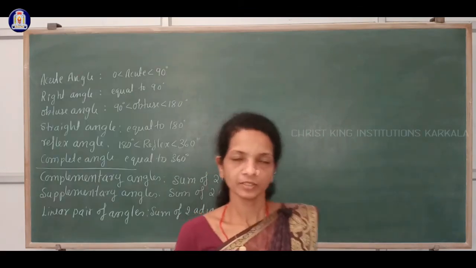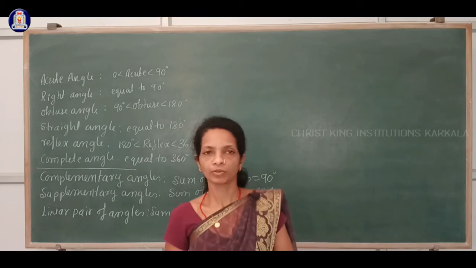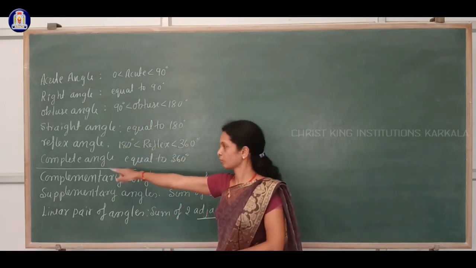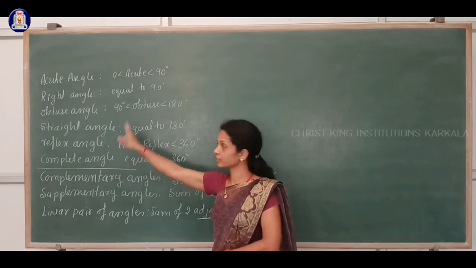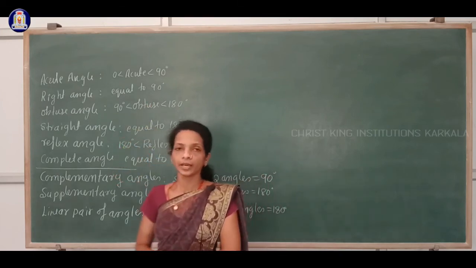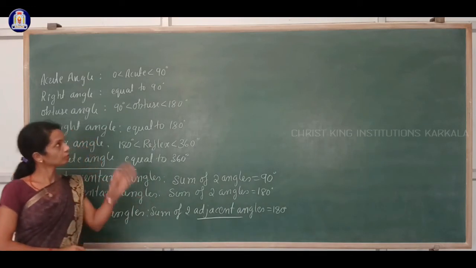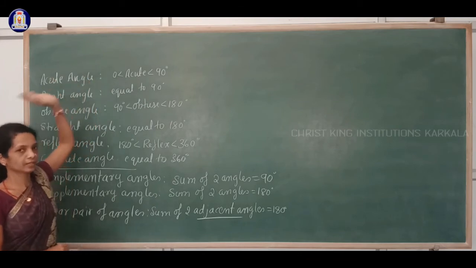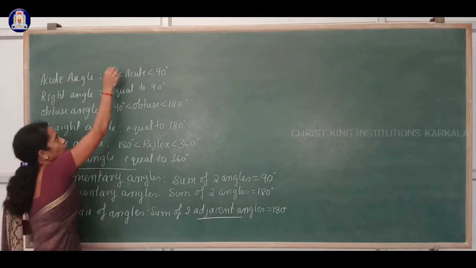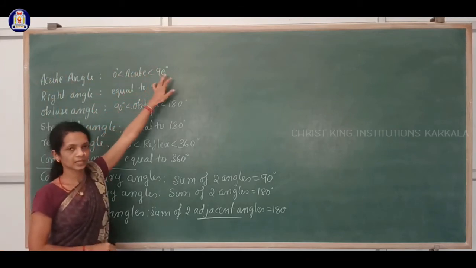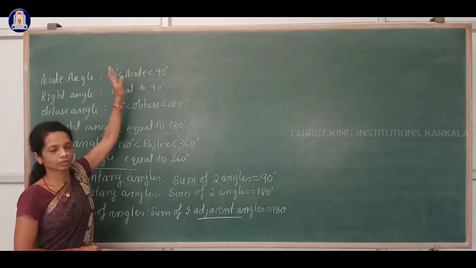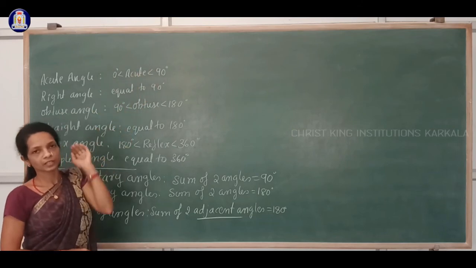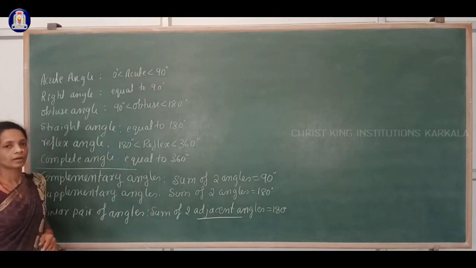Next, types of angles. You know types of angles: acute angle, right angle, obtuse angle, straight angle, reflex angle, complete angle. These are the main types of angles. Okay. Acute angle means what? Angle which measures less than 90 degree but greater than 0 degree. Okay, that is called acute angle. So acute angle is always less than 90 but greater than 0, 10 degree, 15 degree, any degree which lies between 0 and 90 degree, that are called acute angles.